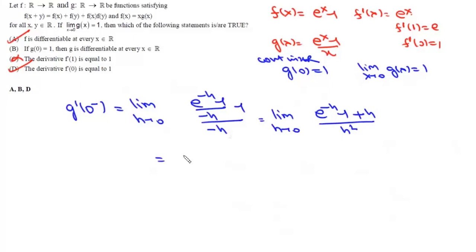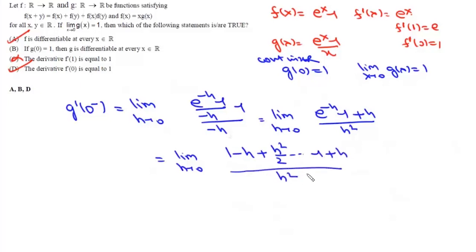Now this is limit h tends to 0. Now we'll use expansion of e to the power minus h. It will be 1 minus h plus h square upon 2 minus 1 plus h upon h square. Now this 1 will cancel, h will cancel. So this left hand derivative, it will be 1 by 2.